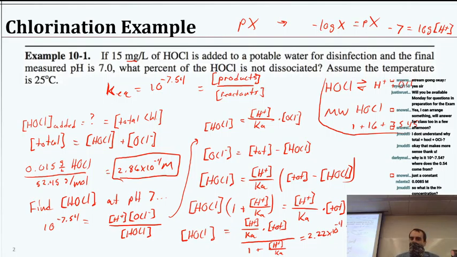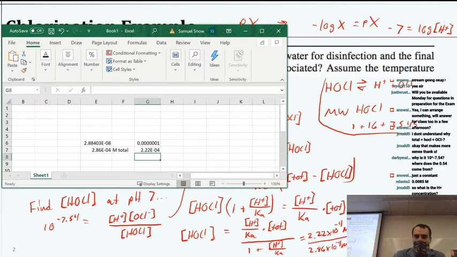So then we take that, divide it by the total. So that's in moles per liter. Take that divided by this 2.86 times 10 to the minus 4 moles. That's going to give us the fraction that is HOCl in the system. So I'm going to take that and say this divided by the total and multiply it by 100 to get to percentage, and there we have it.